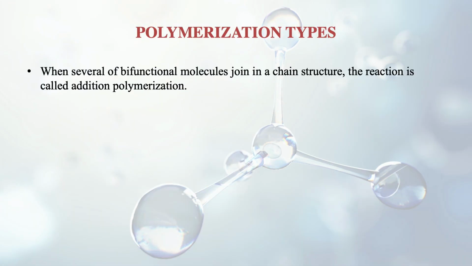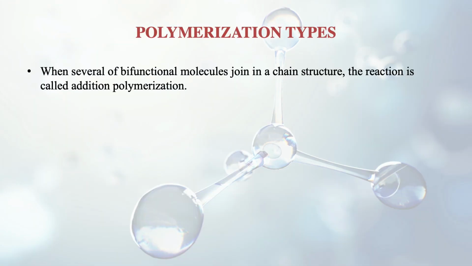Before this we discussed polymers and monomers. Now, what are the types of polymerization? When several bifunctional molecules, like we studied in the previous session, bifunctional and trifunctional molecules, join in a chain structure, meaning their two ends are active, then this is called addition polymerization.